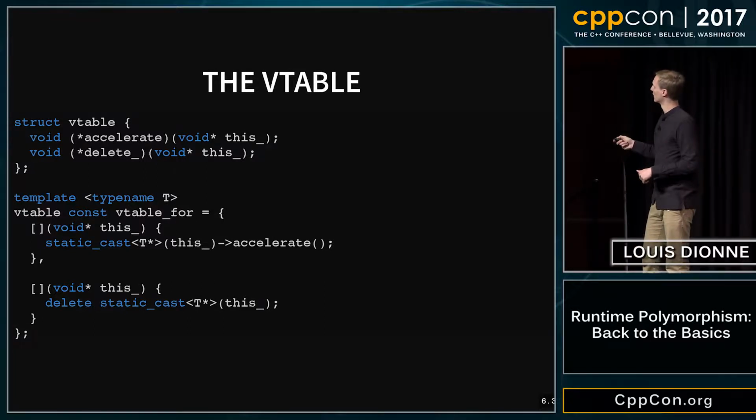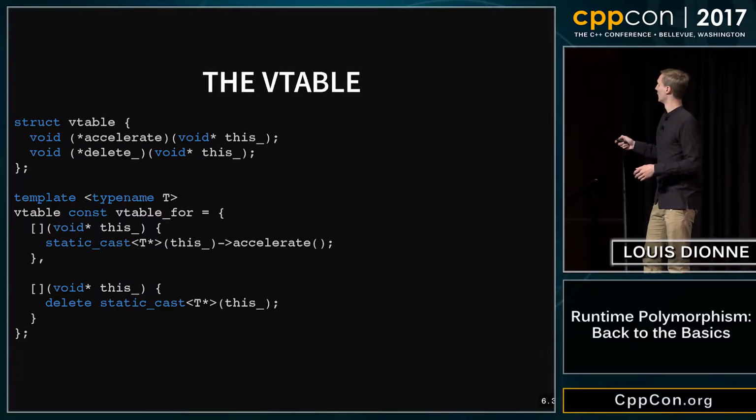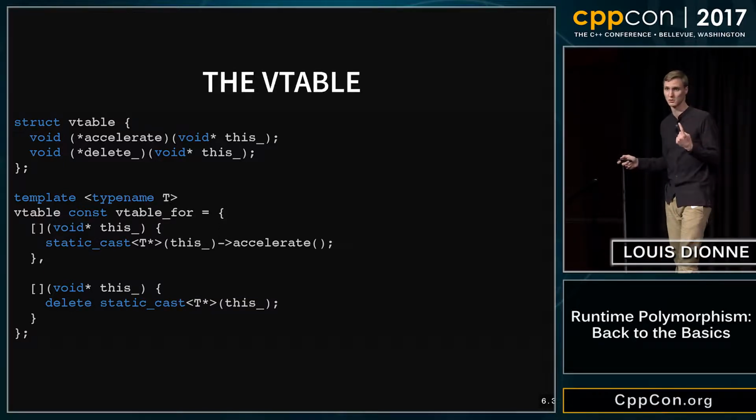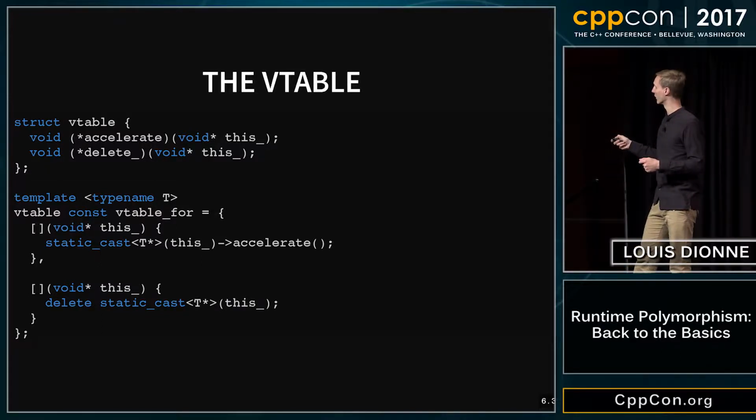Basically what I'm doing is creating an instance of this vtable for any type T. And the way I do that, I initialize it with lambdas, which, because they're stateless lambdas, are going to decay to a function pointer. So I'm just creating functions here inline. I take in a void pointer this, but I know I'm the vtable for T, so I know this is actually a T star. So I can static cast it to a T pointer, and then I do the static dispatch. I call my accelerate method in there.